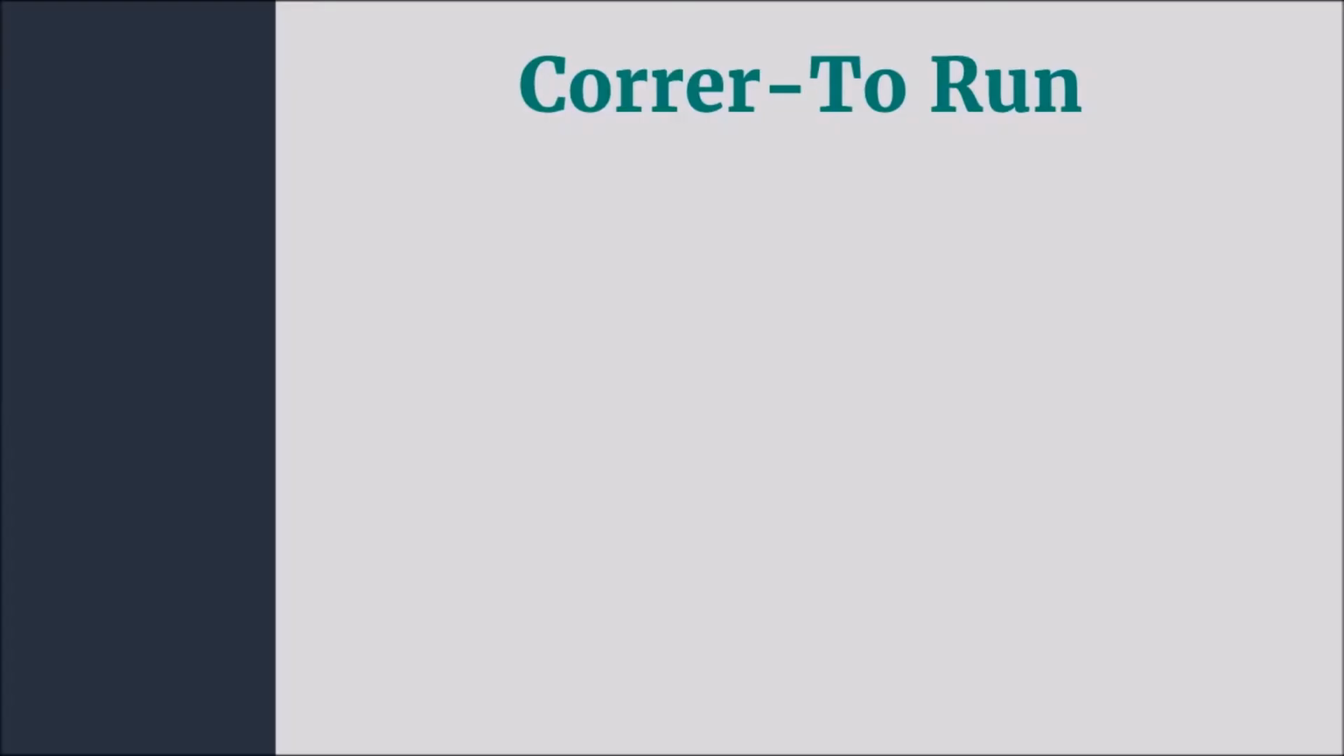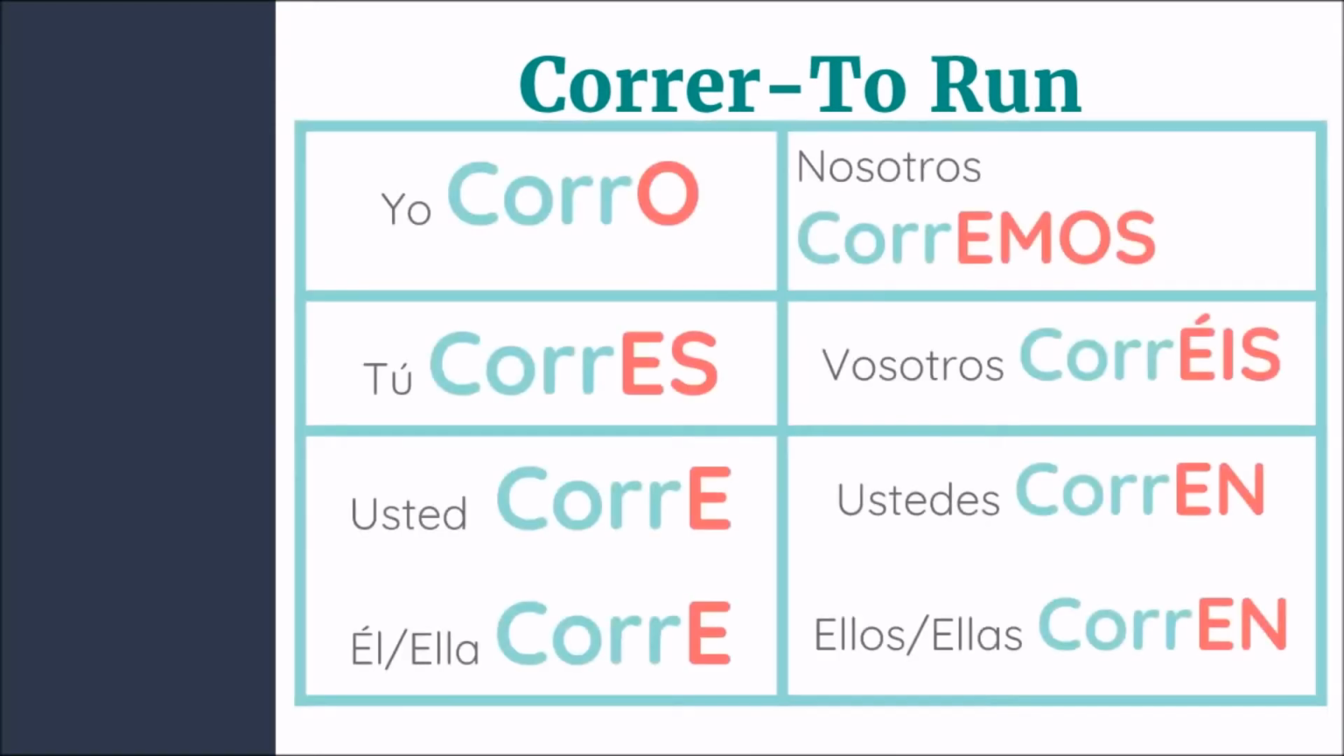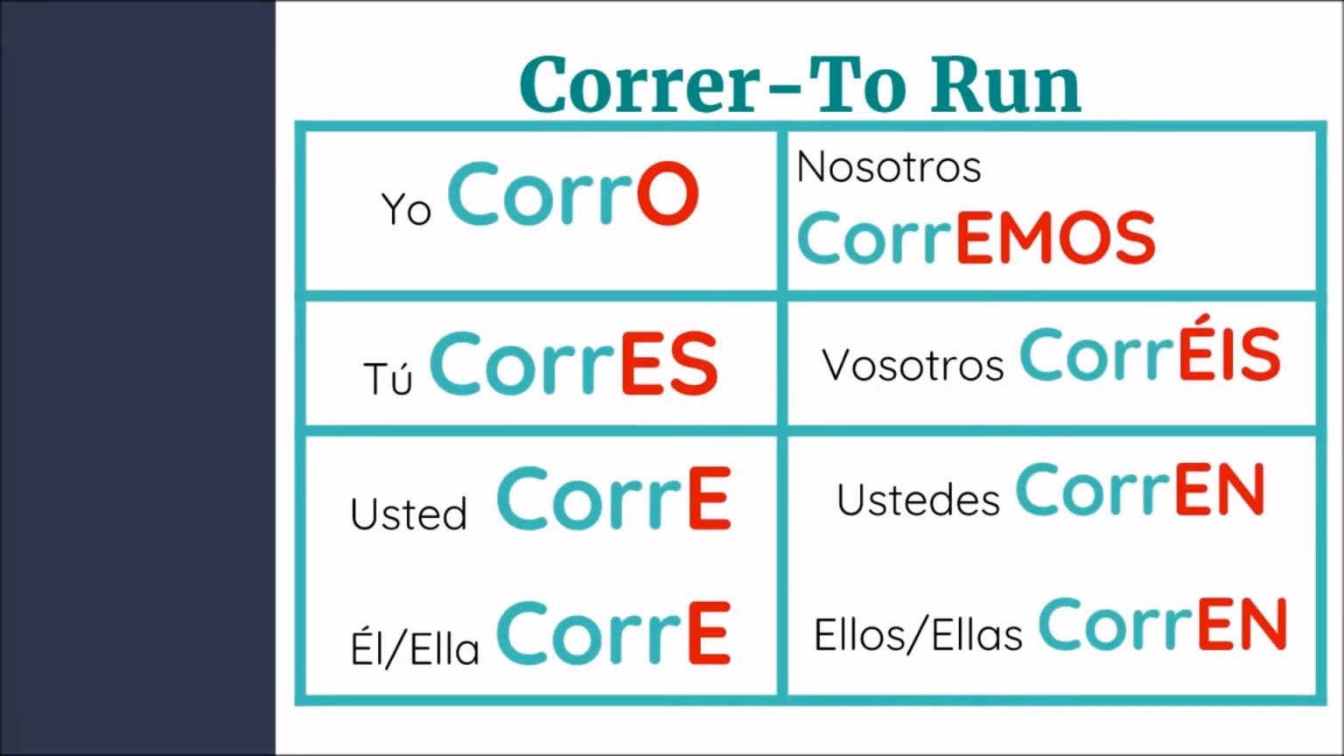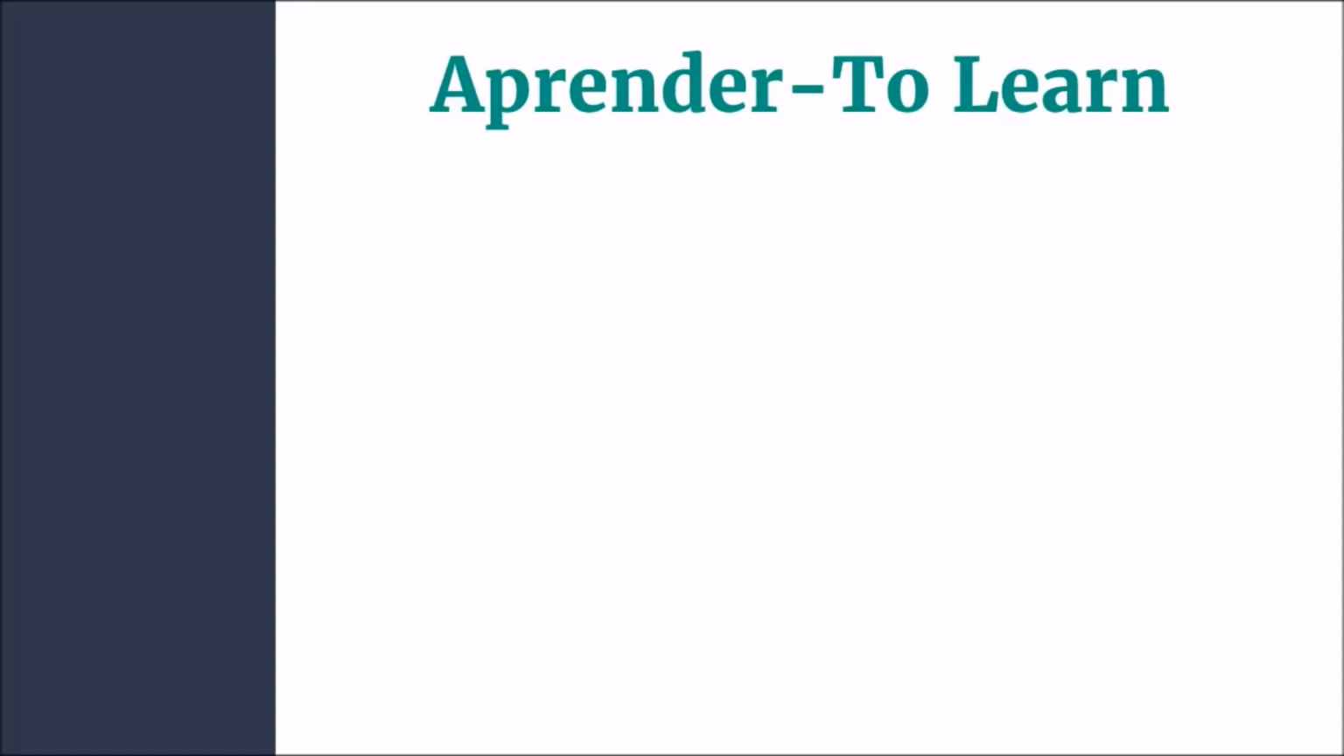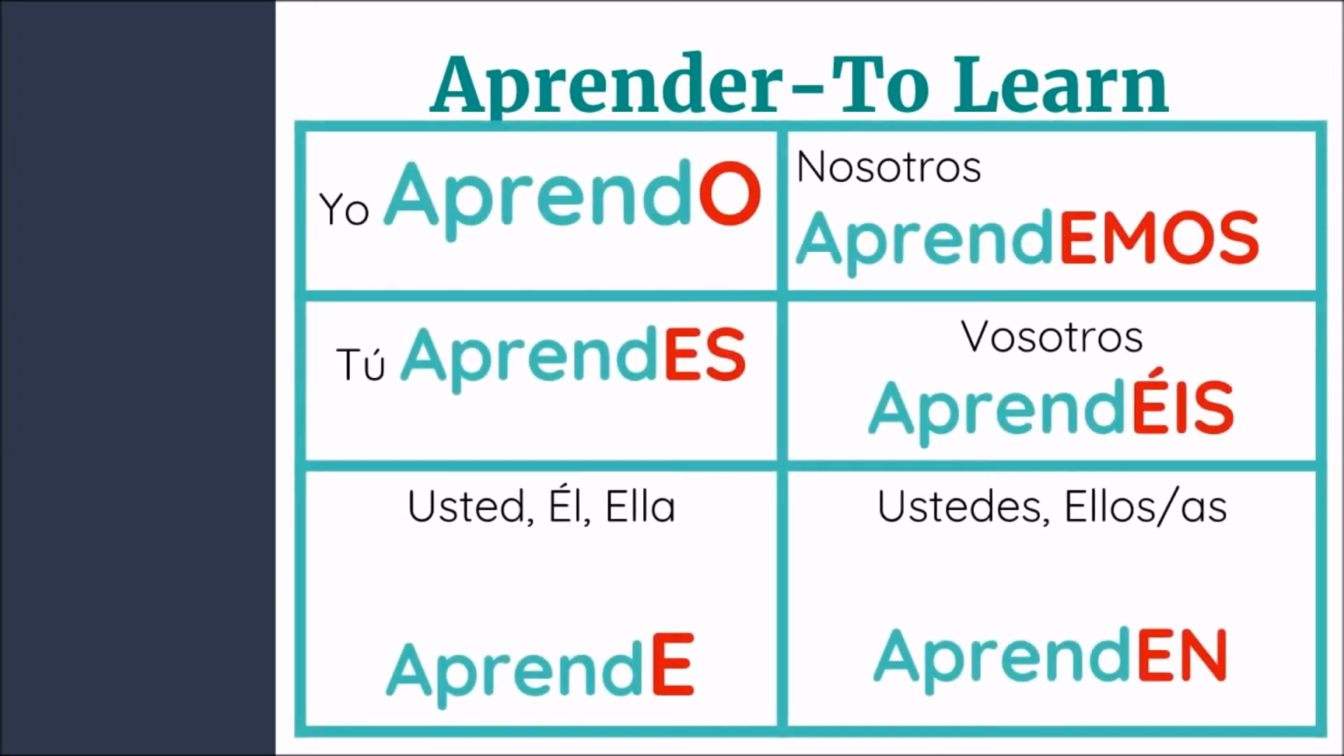Next. Correr, to run. Corro, corres, corre, corremos, corréis, corren. Next. Aprender, to learn. This is how you would say, I am learning Spanish. Aprendo español. So, I am learning is aprendo. You, aprendes, aprende, aprendemos, aprendéis, aprenden.